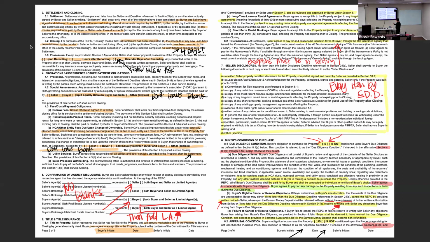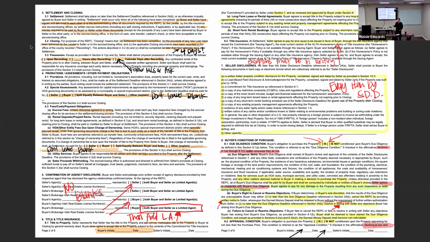Okay, buyer due diligence. It is or is not conditioned upon it. I always suggest that it is. If it's not, the seller does not have to allow the buyer to do any inspections. They probably still could or would, but they don't have to. Now what you need to understand is that on the dates in section 24, you not only have to do all your inspections, you have to negotiate all your items based upon it.